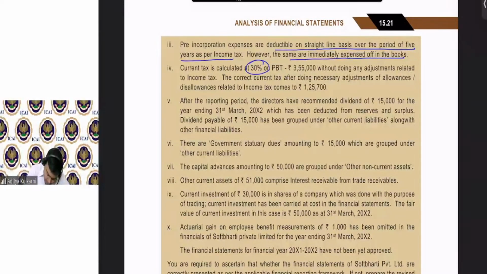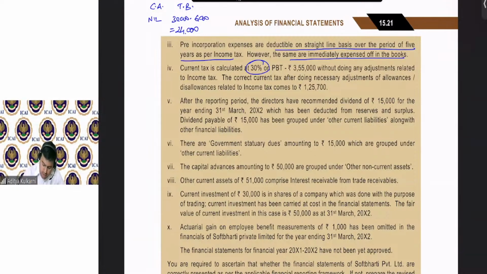So, carrying amount is 0. Tax base. What is my tax base? See, my tax base will be expense was 30,000. 1/5 I have amortized. So 30,000 by 5 is 6,000. So 30,000 minus 6,000. 24,000. Okay.